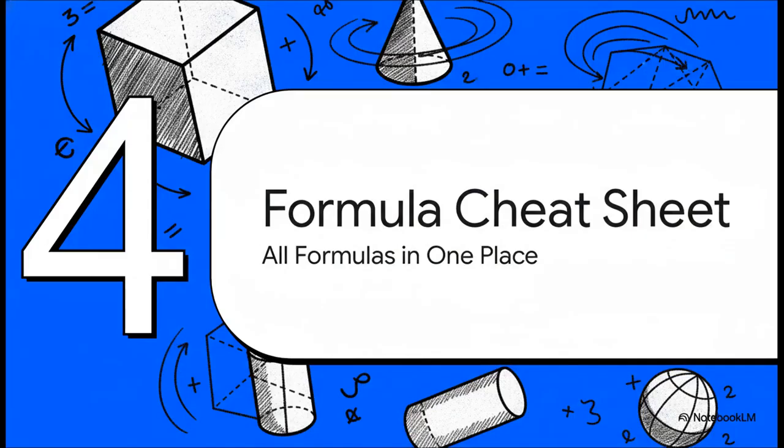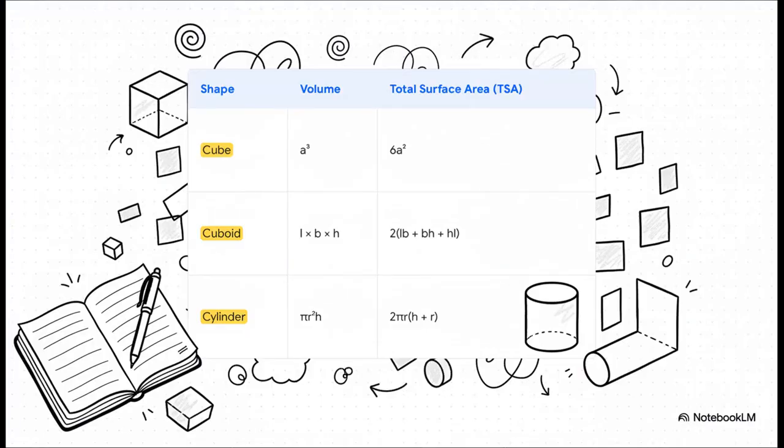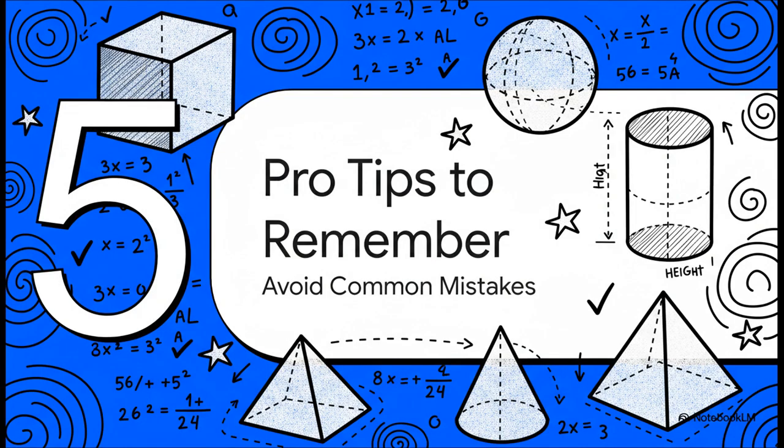Whew, okay, that was a lot to cover. So, to make things a little easier, here's a quick cheat sheet with all the key formulas in one spot. Here we go. Everything we've discussed, all laid out nice and neat. We've got the cube, the cuboid, and the cylinder, with their formulas for volume and total surface area right next to them. This is a great time to hit pause if you want to jot these down. All right, before we wrap up, I want to leave you with a few pro tips.